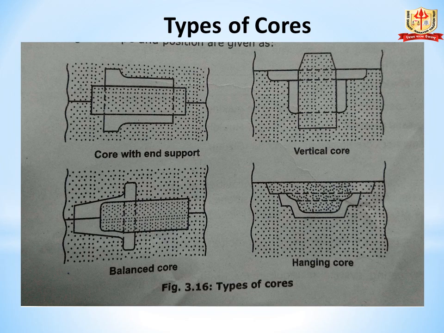Next core is a balanced core. When a blind core along horizontal axis is required, this type of core is used. It is supported at only one end with sufficient length of core embedded. Fourth is a hanging or cover core. If the core hangs from the cope without any support at the bottom of the drag, it is called a hanging core. These are some types of cores.